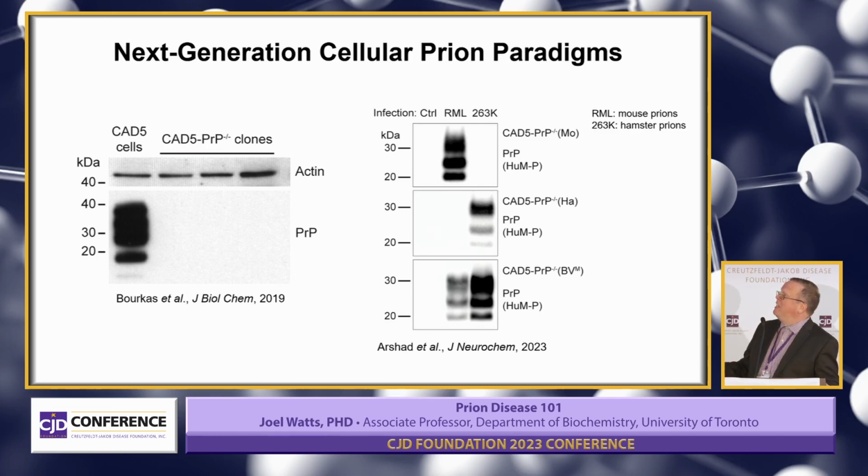If you put back in mouse PrP, the cells are susceptible to mouse prions. If you put back in the hamster prion protein, they're susceptible to hamster prions. Or if you put back in the bank vole prion protein, which has no species barrier, they're susceptible to both mouse and hamster prions. So things like this are going to really accelerate our ability to discover small molecules that counteract prion replication.